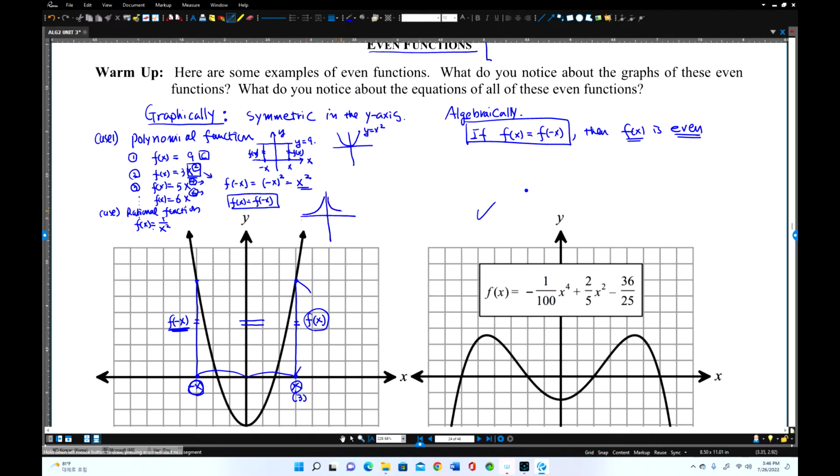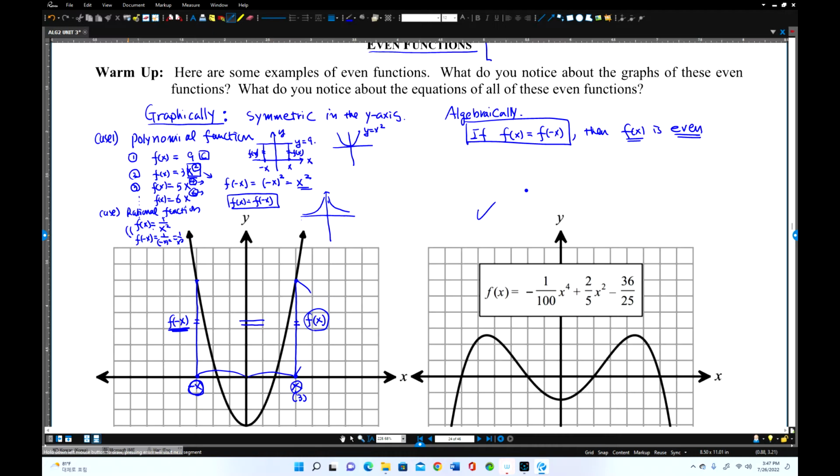This is the 1 over x squared graph. What is it actually? Symmetry in the y-axis. That's right. That is an even function from the graph. Or you can use algebra: put negative x there and compare. 1 over negative x squared is still 1 over x squared. They are equal. Yes, this rational function is even.